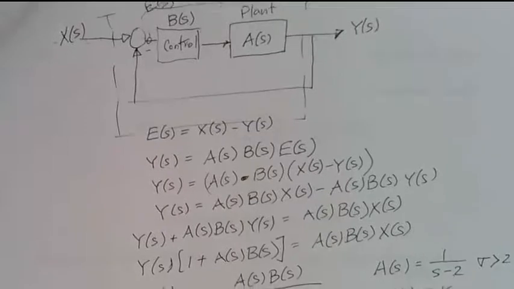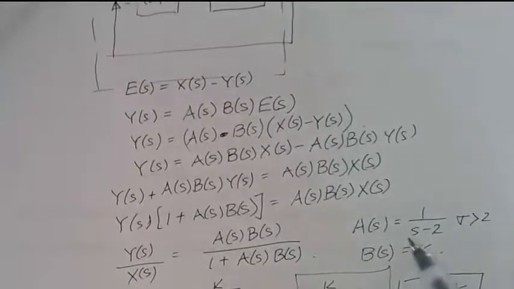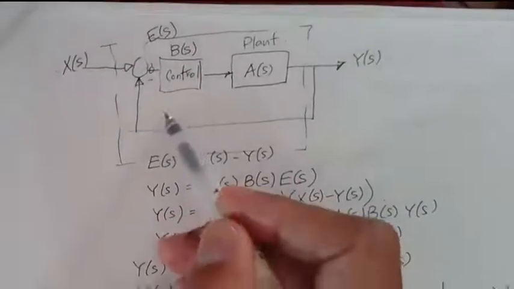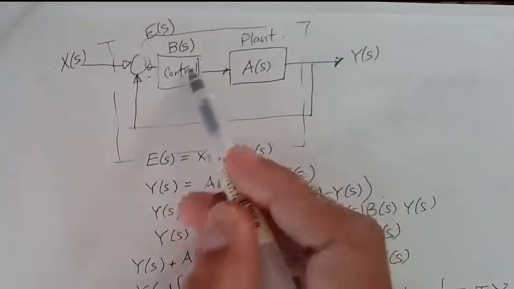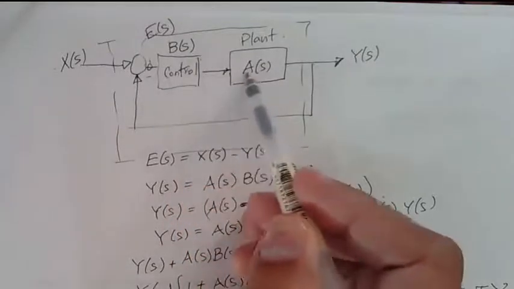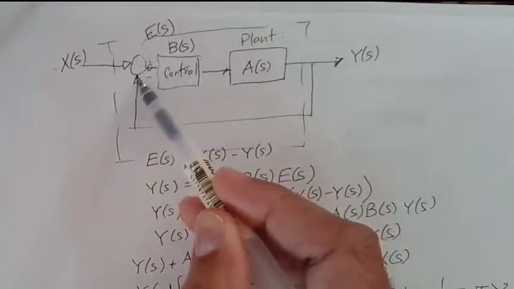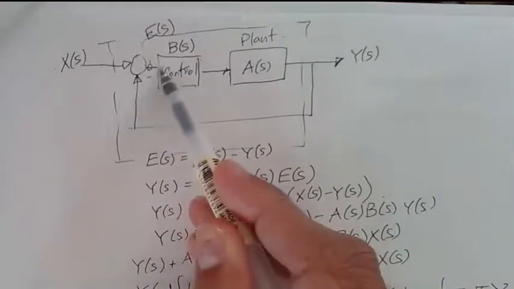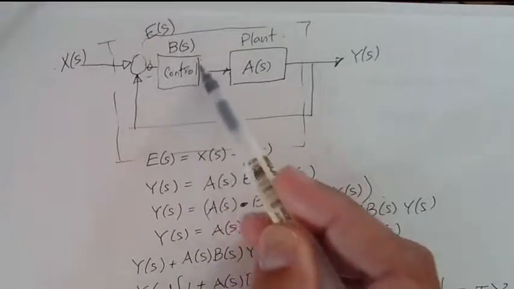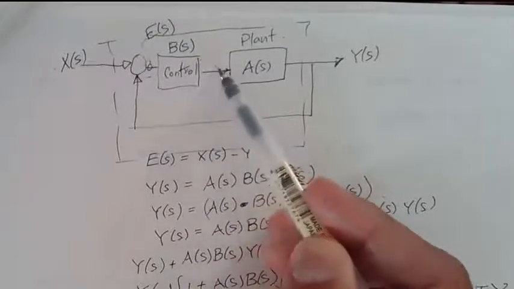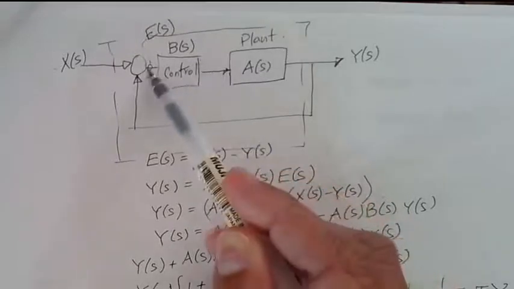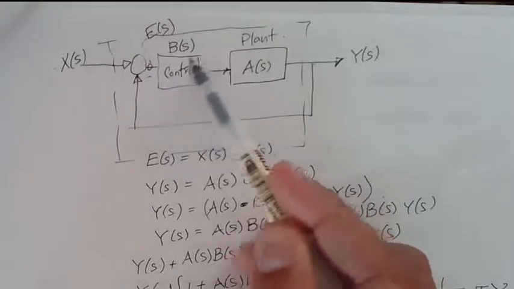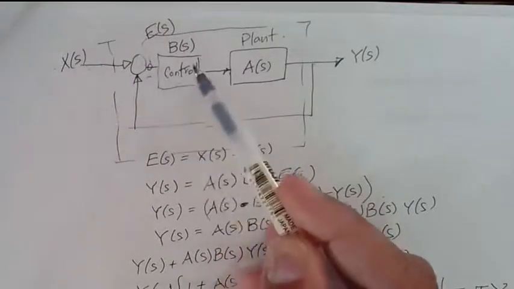The kind of control that we just used, where we just said B of S is equal to K, where this quantity here was just a gain term. So if this is just a gain term, then the input to the plant is proportional to the error between the input and output, right? I have an error term going in here. If this is just a constant, then what comes out here is proportional to the error. When B of S is just a constant, then this kind of controller is called a proportional controller.